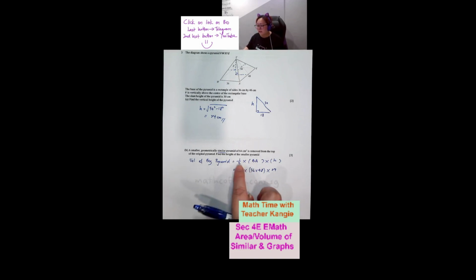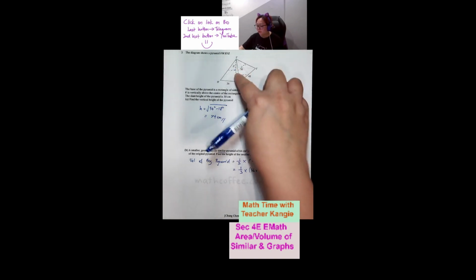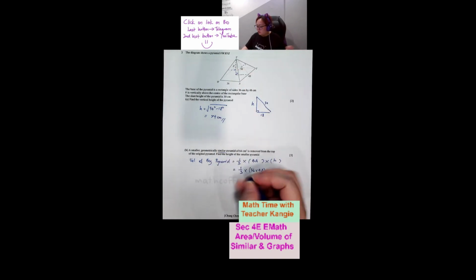So 1/3 times base area times height, and then check your base area. Oh, my base area is a rectangle. That's why I just use length times breadth. And then the height of the pyramid, the height of the pyramid which we found in part A. So now we have 13824.